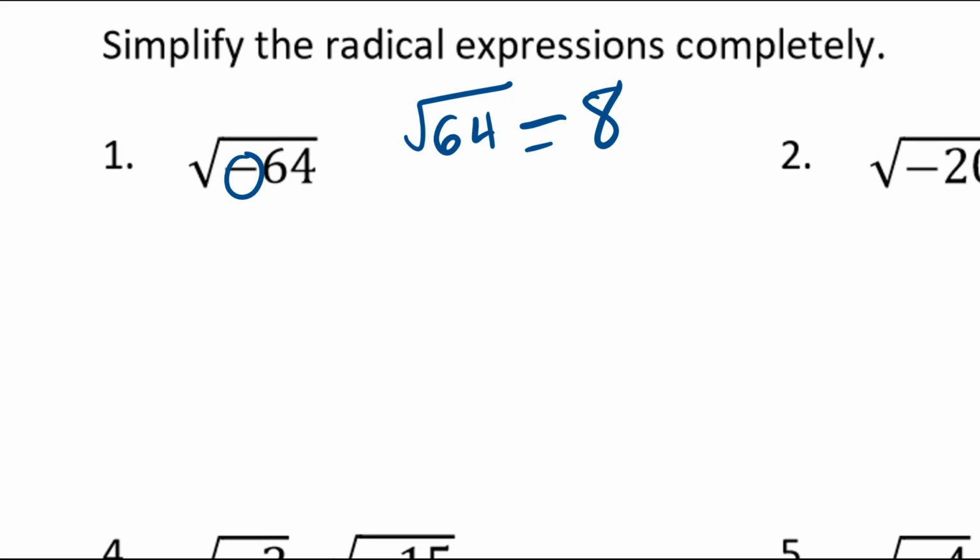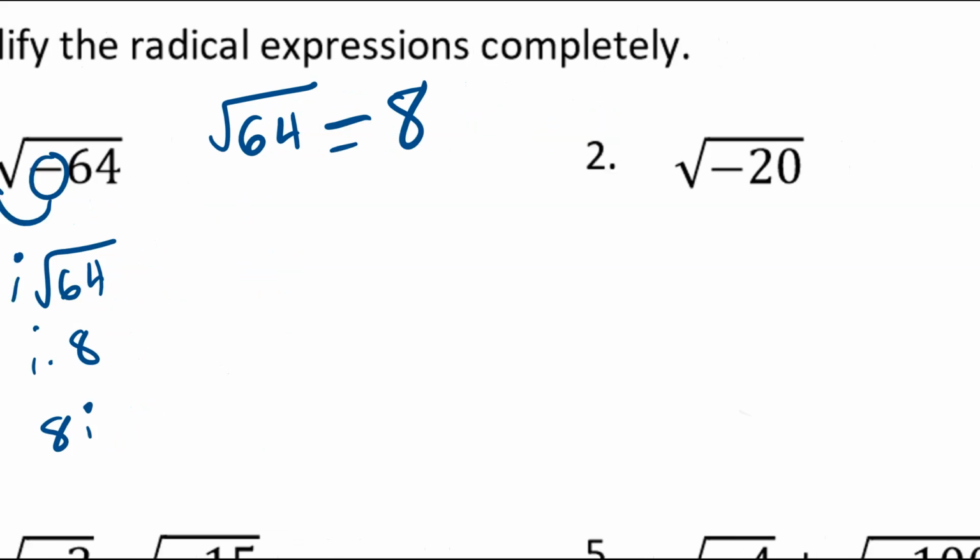The only difference if there's a negative under the radical is that you just take it out as i to show that it's going to be an imaginary number, and you simplify the same way. But usually we'll see our coefficients out in front, so this simplifies to 8i.